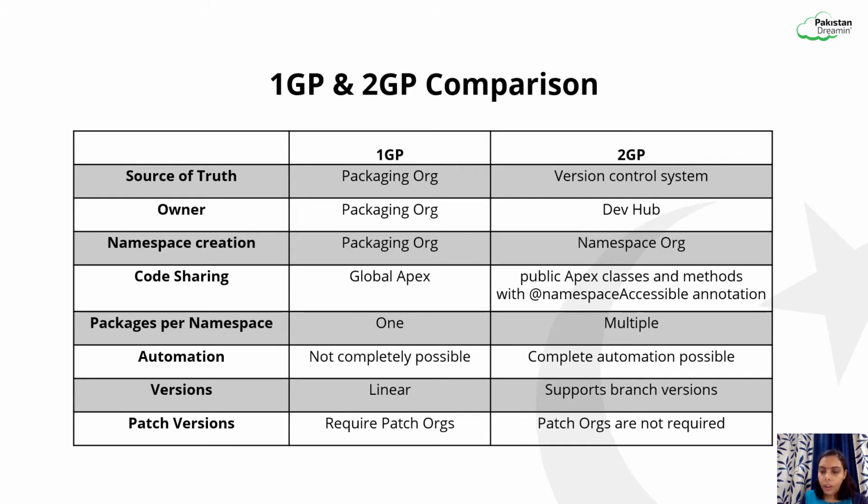1GP packaging process cannot be completely automated, but that's not the case with 2GP. 2GP packaging can be completely automated. Only linear versions are possible in 1GP, but 2GP is supporting branch versions. Next is the patch versions. In case of 1GP, you need patch orgs to create patch versions, but patch orgs are not required in case of 2GP.